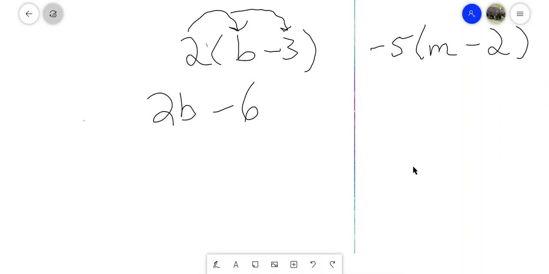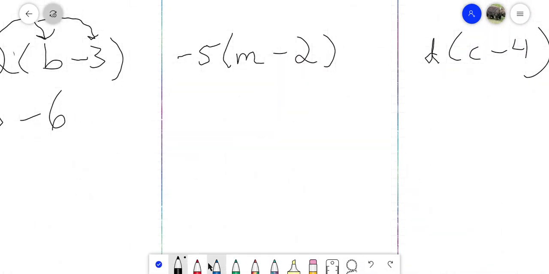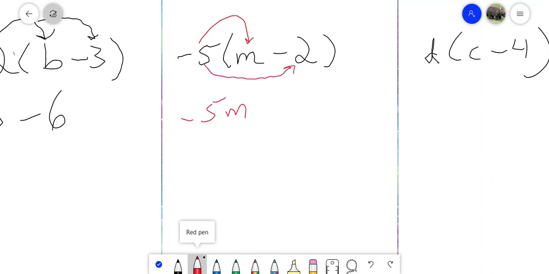Let's try a little bit harder one. This one has a negative sign. Now remember, keep your negative signs as you distribute. I'll do this one in red. Negative 5 times m is negative 5m. Negative 5 times negative 2 is positive 10. And there we go. We've distributed the negative 5 into the parentheses and simplified it to negative 5m plus 10. And remember, a negative times a negative is equal to a positive. A negative times a positive is a negative. That's why this negative 2 here turned into positive 10.